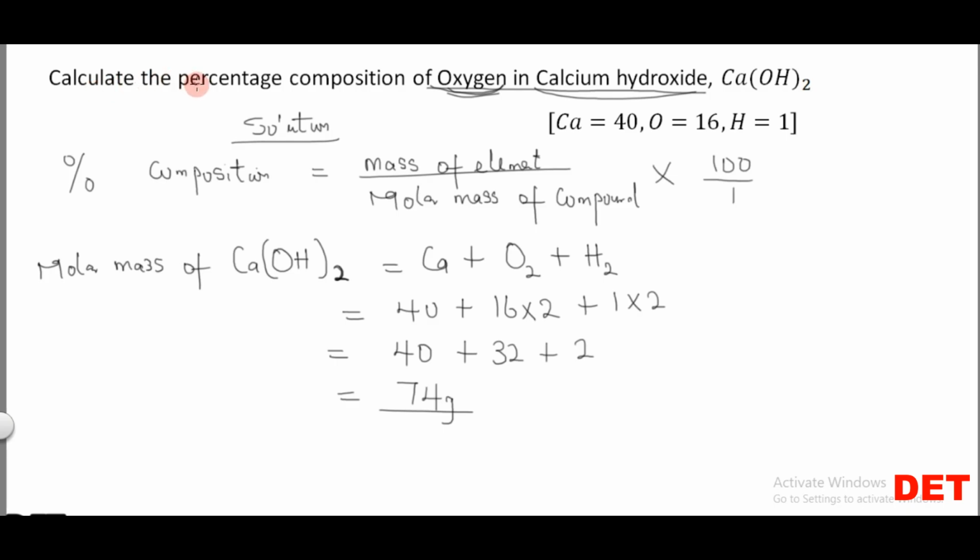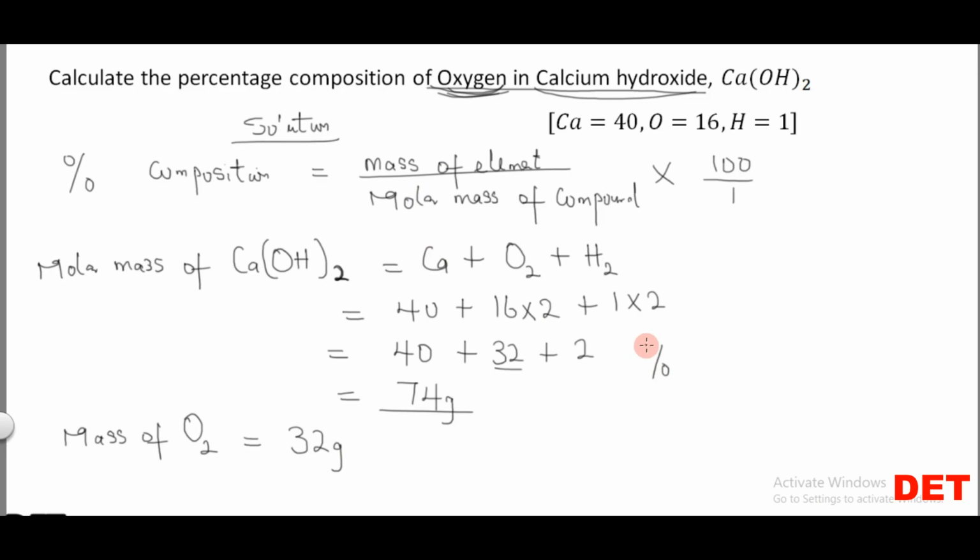Again, the question is to calculate the percentage composition of oxygen in calcium hydroxide. The next thing is to look for the mass of the element, and the element here is oxygen. So the mass of oxygen, O2, in this compound is 32 grams. The next thing now is to put in our values.